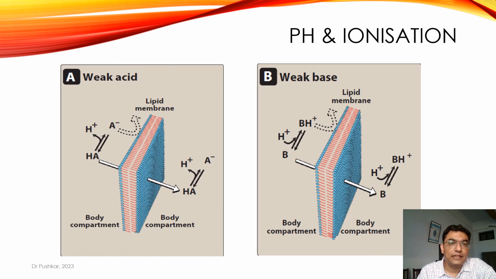Now we know that weak acidic drugs as well as weak basic drugs are ionized into ions, such as HA into H+ ion and A- ion. Here B and H+ ion will form BH+ ions, and they remain in equilibrium with each other. Only the HA and the B are lipid soluble, so they will cross the lipid membrane. This ionization is affected by the pH, so whatever the pH is, it will have an effect on the ionization and on the absorption of the drug. We know that.